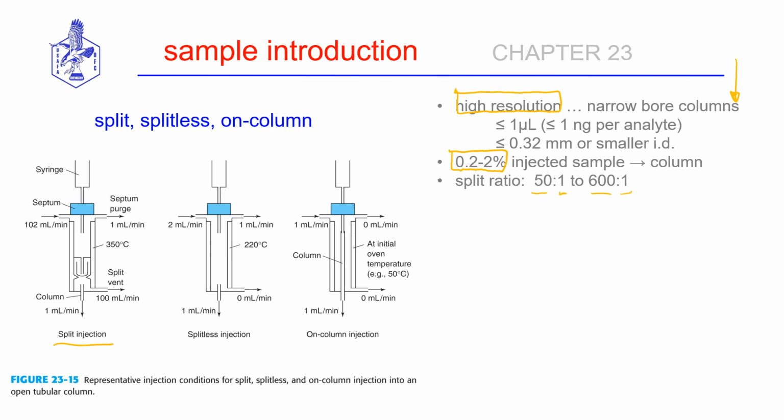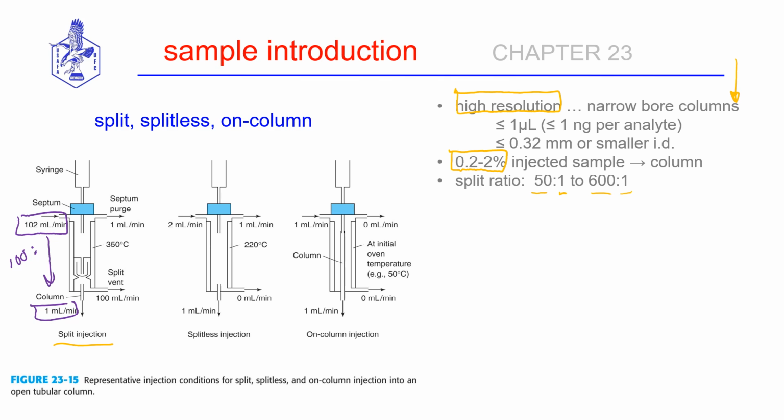When you do split, the way this is operationalized, so if we have a flow rate of 102 mils per minute coming in, but only 1 mil per minute coming out, the split ratio there is pretty close to 100 to 1.